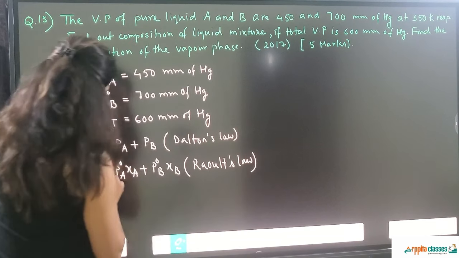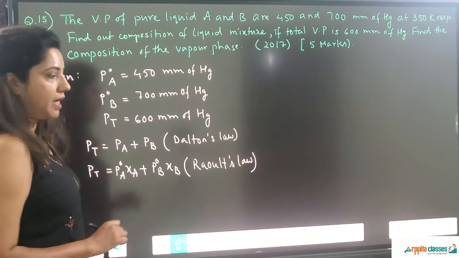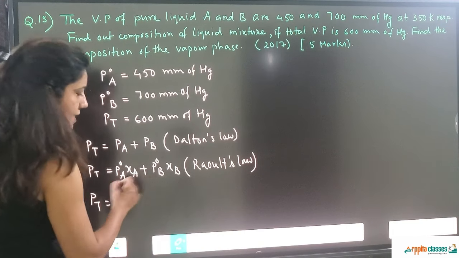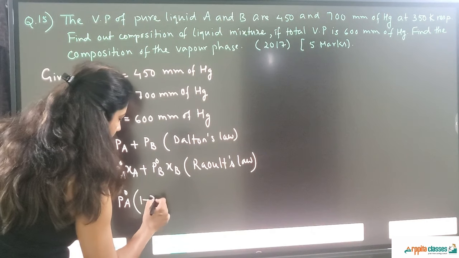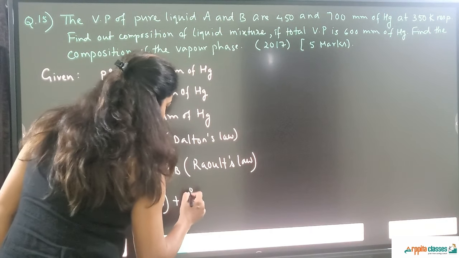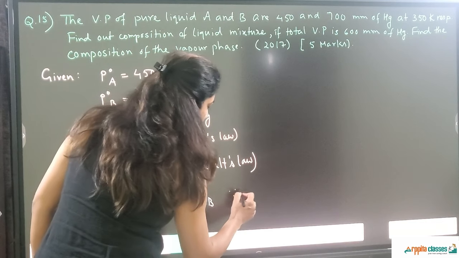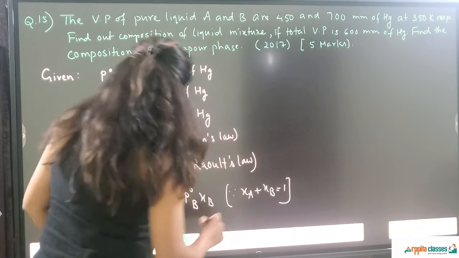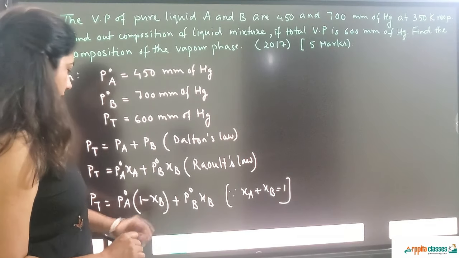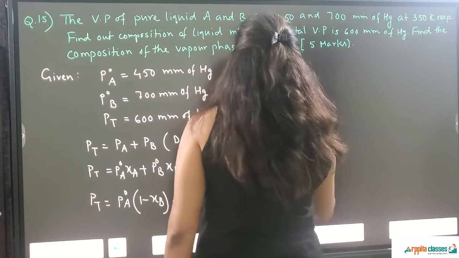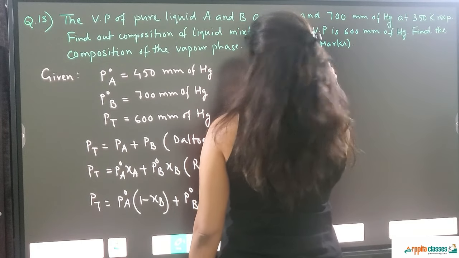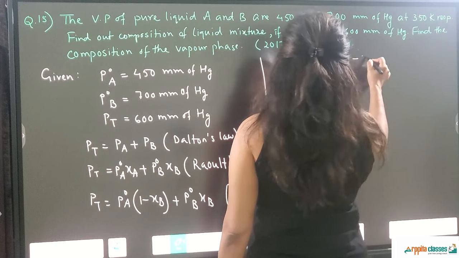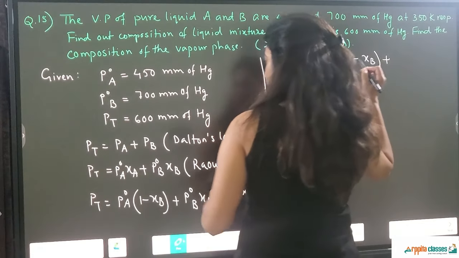Now what we'll do is, we know that XA plus XB is equal to 1. So here in P naught A XA, in place of XA I'm going to write 1 minus XB, plus P naught B into XB. Why did we write it? Because we know XA plus XB is equal to 1. So in place of XA I am writing 1 minus XB. Now let's put the values, see what it is coming. PT is 600, equal to P naught A, which is 450, into 1 minus XB, plus P naught B, that's 700, into XB.